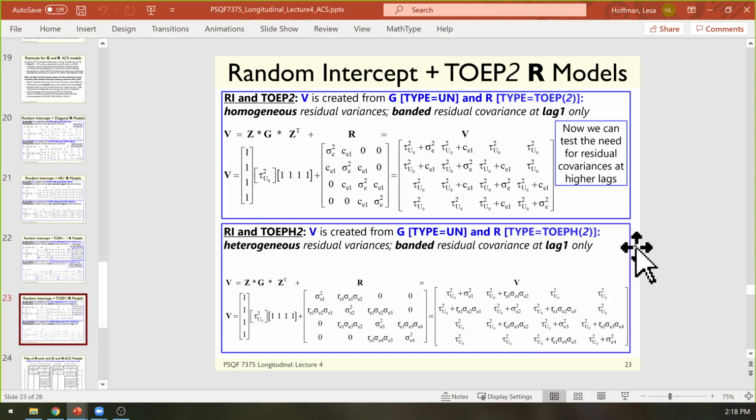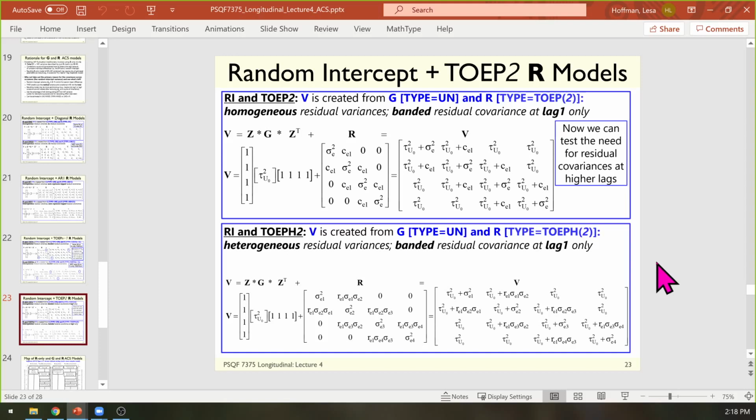This is another combination model. This is a random intercept plus a Toep(2) R matrix. So what is in R then? The 2 refers to the diagonal of residual variances, so you have that no matter what. And then the second parameter is the covariance between adjacent occasions on the first off diagonal. So 2 parameters in the R matrix is why it's called Toep(2).